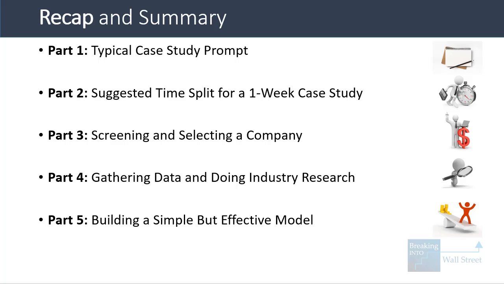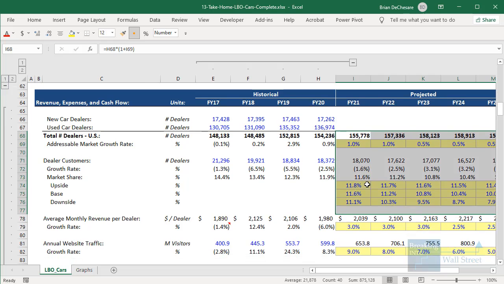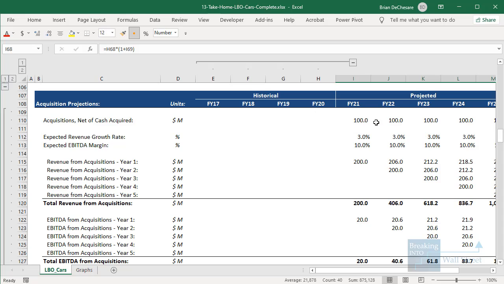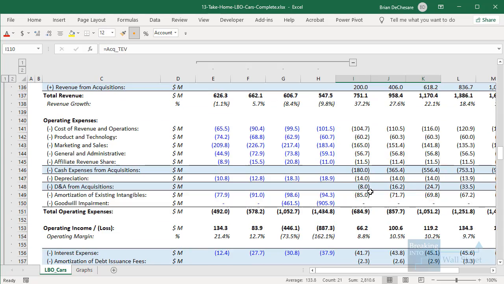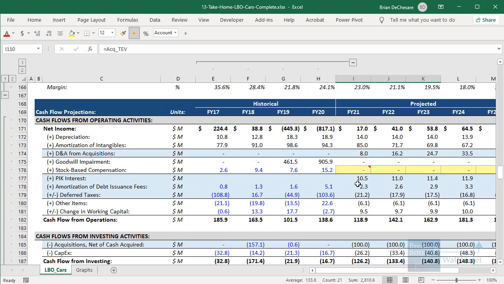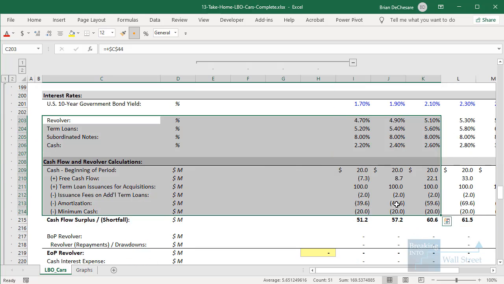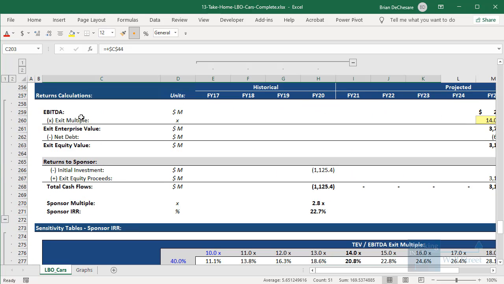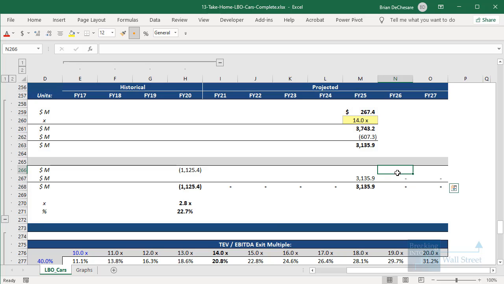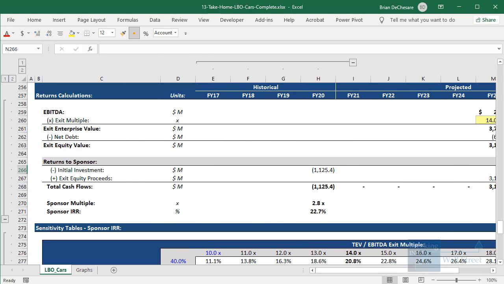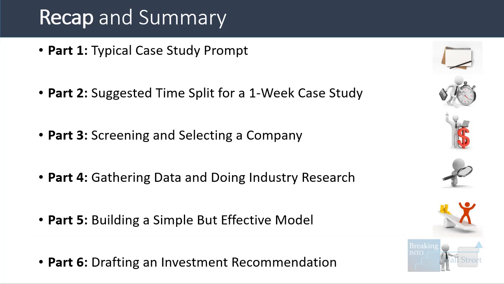Then we went through the model, not in detail, but at a high level, how we have some simple drivers, a lot of focus on the add-on acquisitions, an income statement and partial cash flow statement, a fairly simple debt schedule, and also a fairly simple returns calculation, the only real twist being the M&A versus IPO exit options. And then finally, we went through the investment recommendation, the key sections, and how to actually make a decision here.